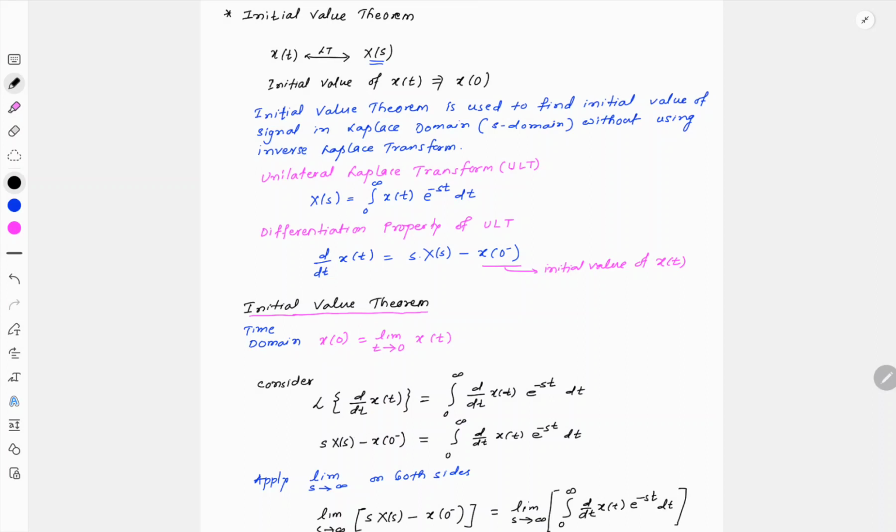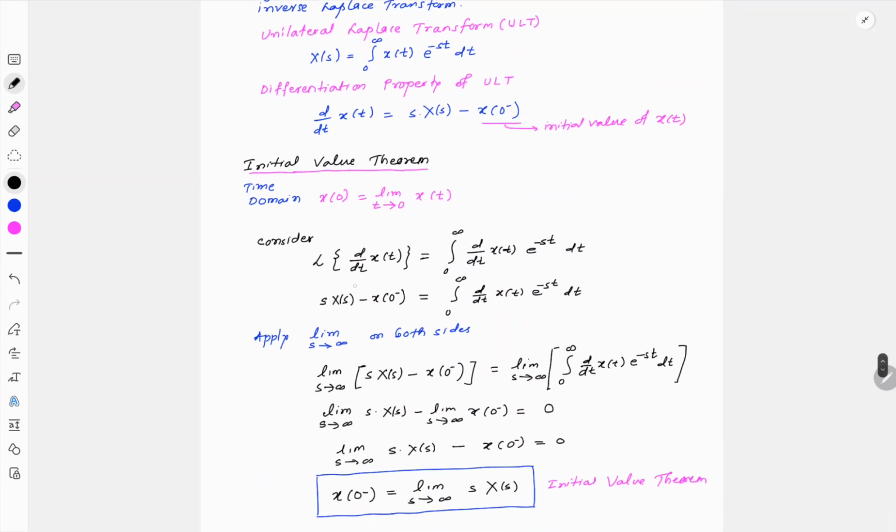So if we have signal x of t, its Laplace transform is x of s. Now I need to find out x of 0. To find out small x of 0, I can make use of x of s, and this derivation is nothing but your initial value theorem. We have derived this equation by using the differentiation property of the unilateral Laplace transform. We obtained the Laplace of d by dt of x of t, simplified the equation, and then obtained the initial value theorem as x of 0 minus is equal to limit s tends to infinity of s into x of s.